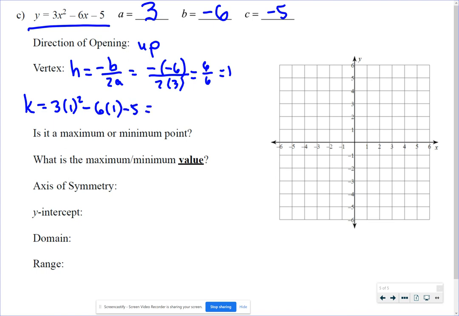So we'll plug it in. 1 squared is just 1. 3 times 1 is 3. Got 3 take away 6 take away 5. That's going to be -3 take away 5, which is -8. So our vertex is 1, -8. And it looks like we're going off the grid again, because we didn't go down low enough here. So there's -6, -7, -8. We're going to go off the grid a little bit. We got 1, -8.